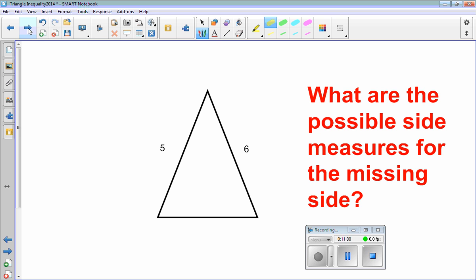What are the possible side measures for the missing side? I want you to really think about this, because there's definitely more than one answer. I'm going to pause the recording and I want you to talk to the people at your table. Talk to your partner and come up with at least one answer. If you can come up with all of the answers, I'll give you candy. Let's decide what all of the answers are if you can.